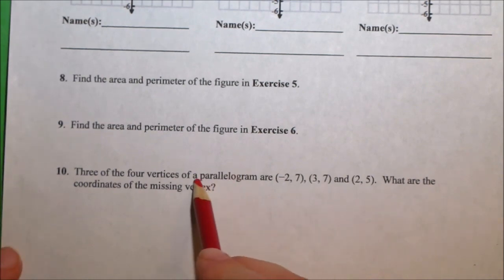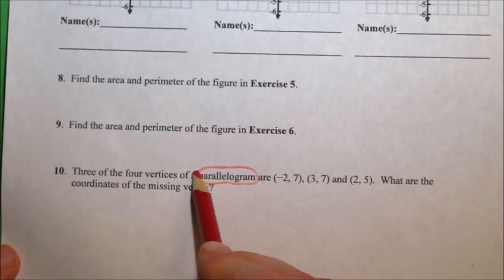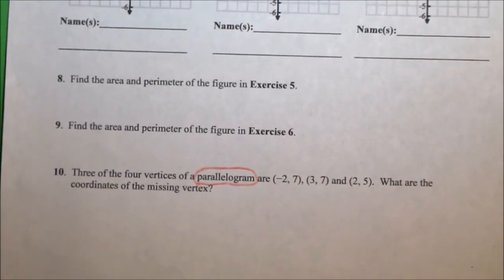Oh, it is telling you that it's a parallelogram. So you know one thing about whatever you plot: it's got to have 2 pairs, opposite sides that are parallel. All right. So that is your worksheet.